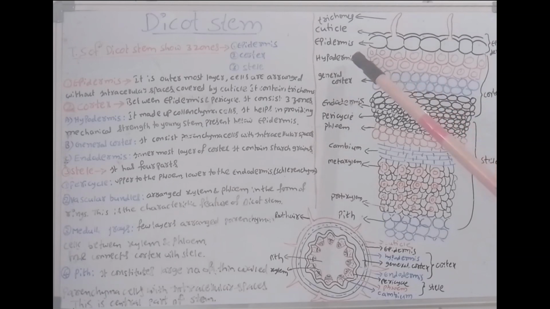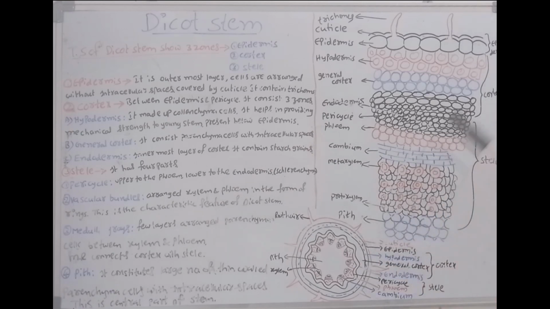Next one, third region, below the general cortex endodermis is developed. This endodermis is the inner layer of the cortex. Clearly observe, endodermis is the innermost layer of cortex. Don't confuse here. This endodermis contains starch grains. Small starch sheath cells and grains are present in endodermis. This is the second region, cortex.